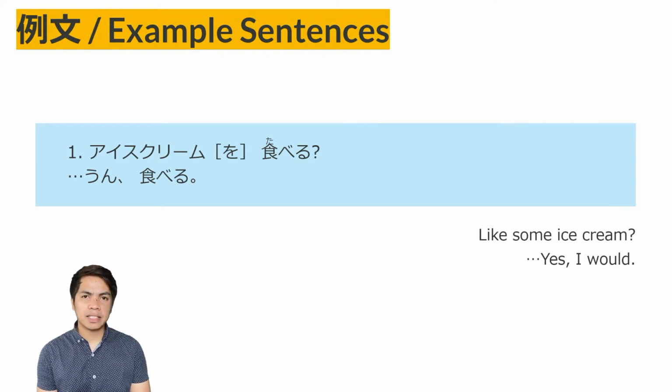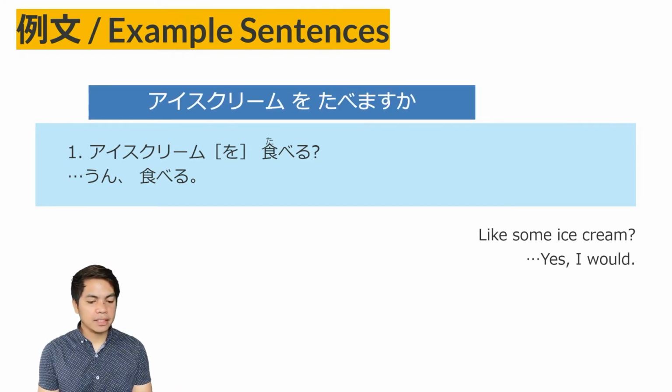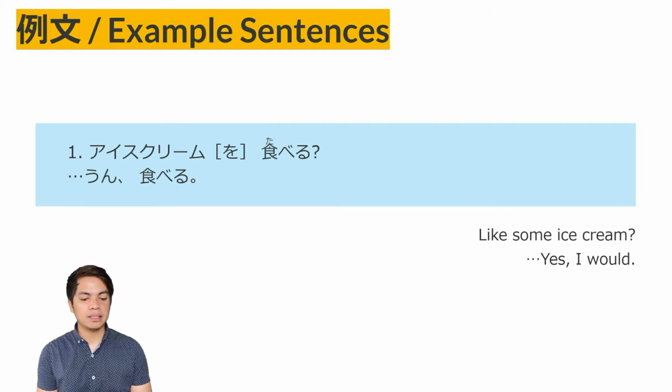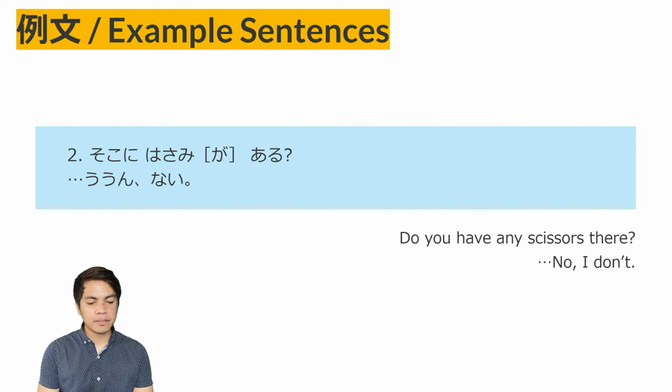Taberu means yes, like hai. Hai, then taberu. The polite style for this sentence is ice cream tabemasu ka? Tabemasu ka? So tabemasu is taberu, then the question mark. Hai, tabemasu. Example sentence number 2.